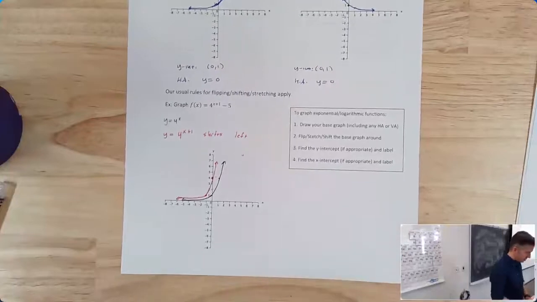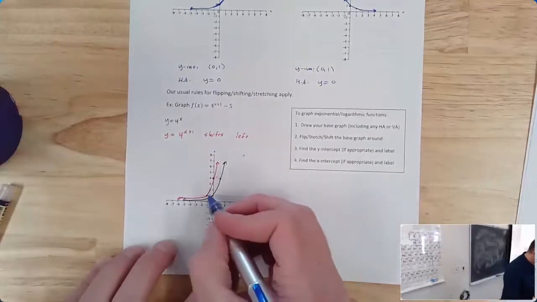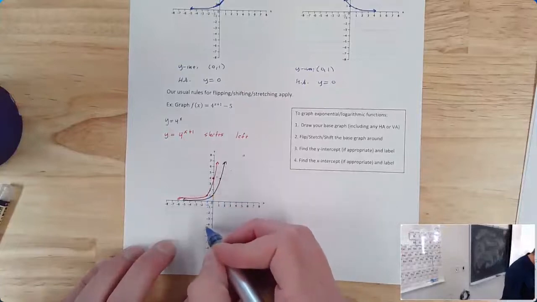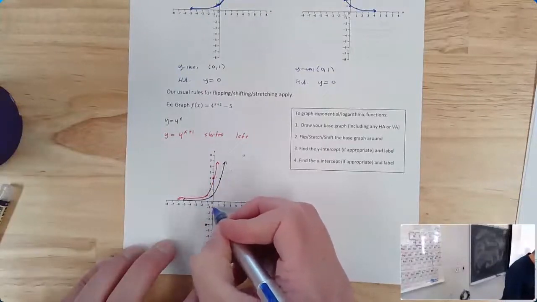And then the -5 is going to bring everything down by 5. So this point of -1, 1 is going to go down by 5 to -1, -4. And this point of 0, 4 is going to go down by 5 to 0, -1.